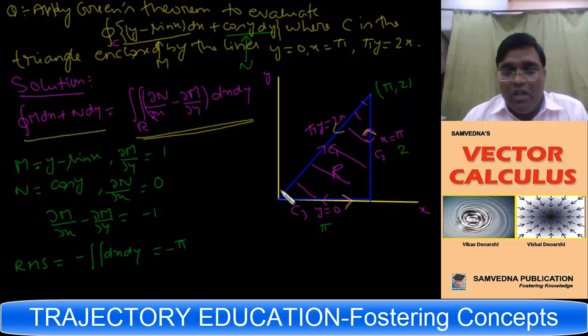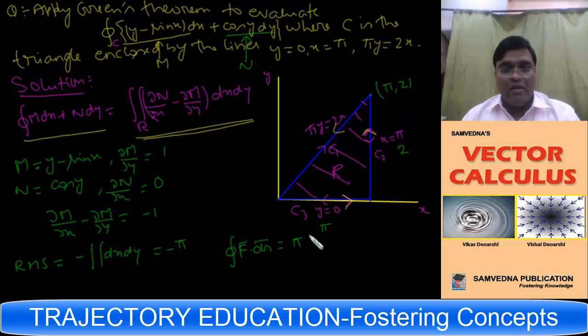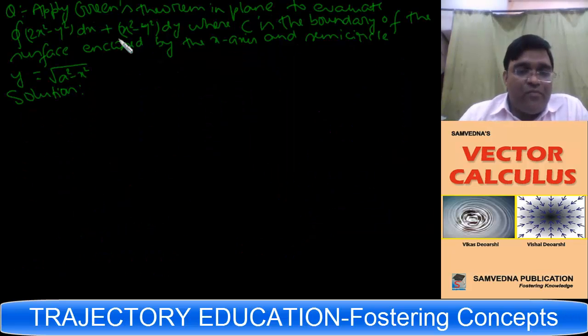This is the line integral which is evaluated along this orientation as per Green's theorem. So if I want to find the line integral around this orientation, it will be minus of this. So your required F dot dr is going to be plus pi. Alright, now I'll come to the next question.